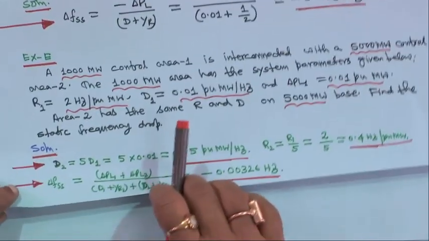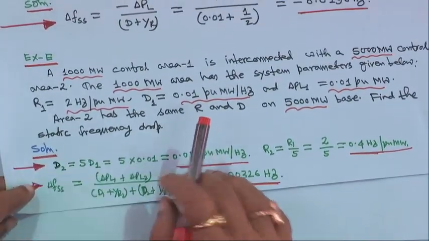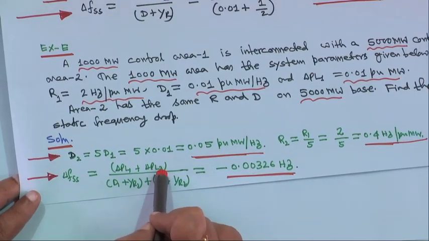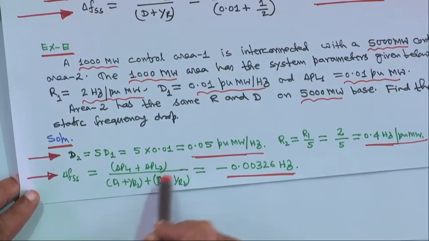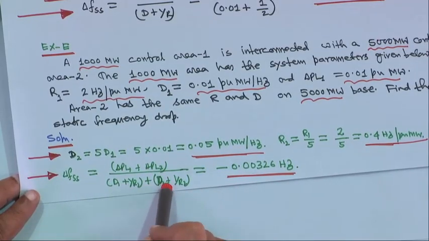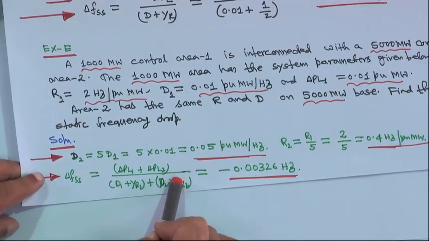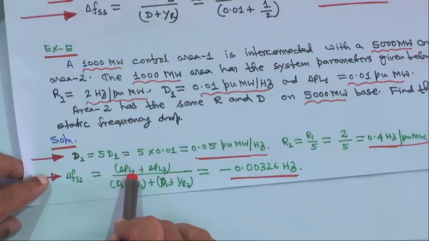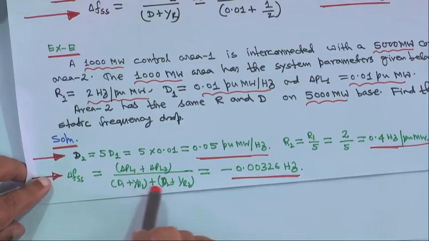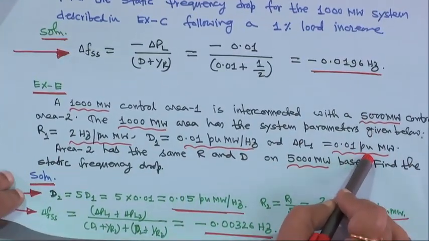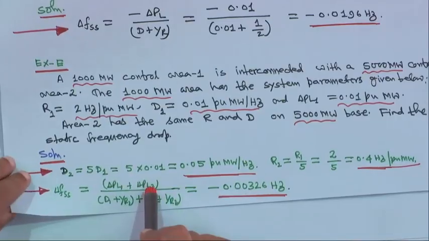And we know the steady state frequency delta FSS is minus delta PL1 minus A12 delta PL2 divided by D1 plus 1 upon R1 plus D2 plus 1 upon R2. Anyway, delta PL2 is 0. You put the delta PL1 value, and D1, D2, R1, R2, everything is known. The disturbance is only in area 1, that is 0.01 per unit megawatt. Delta PL2 is 0.